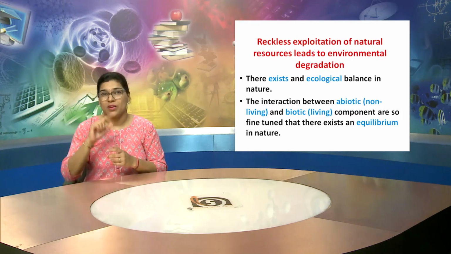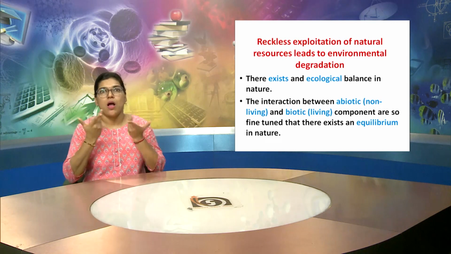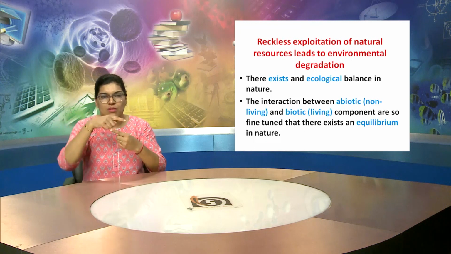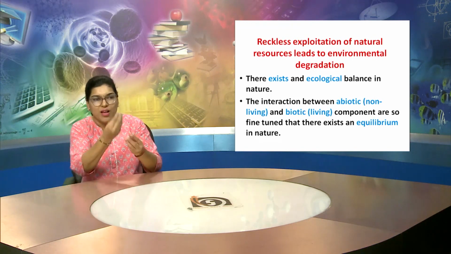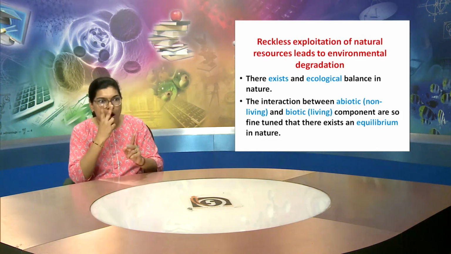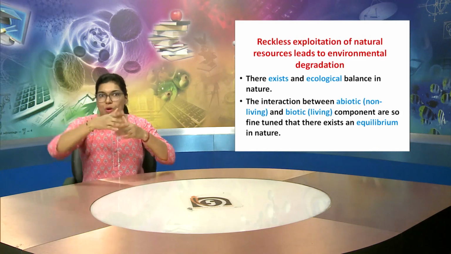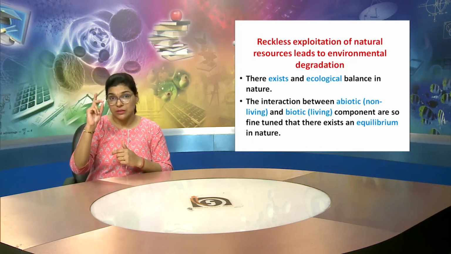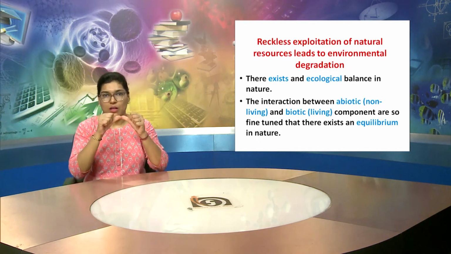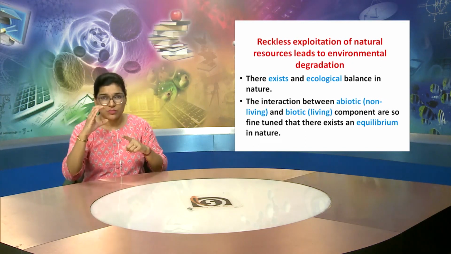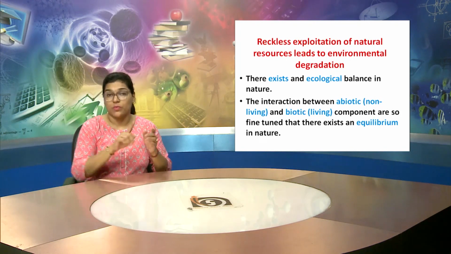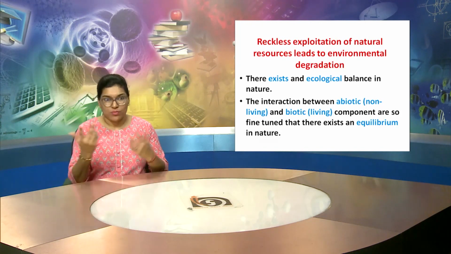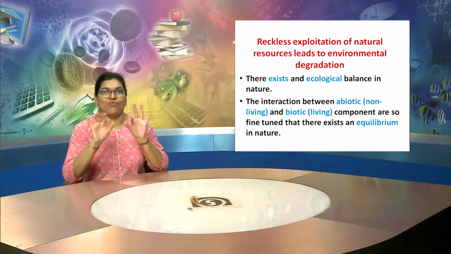So, now let us understand this topic. There are 2 points on the screen. The first point tells you that there exists an ecological balance in our nature. Everything is just natural. The second point on the screen explains about the interaction between two main components. The first component is abiotic, which is non-living, and the second component is biotic, which is living.